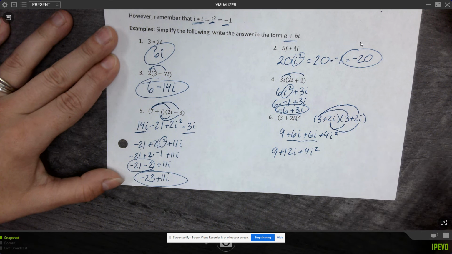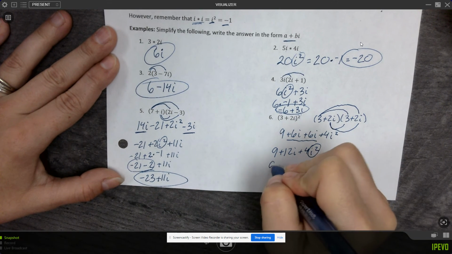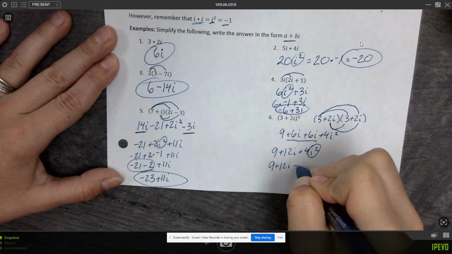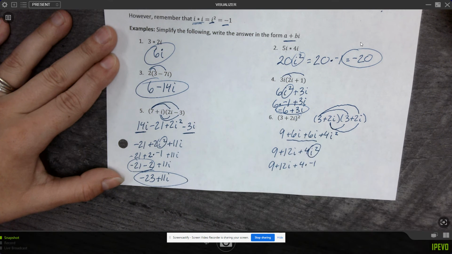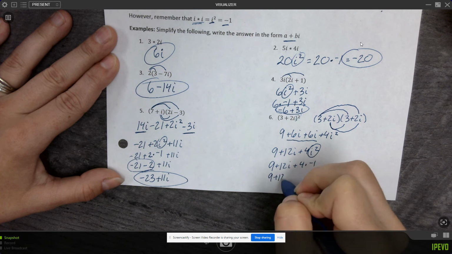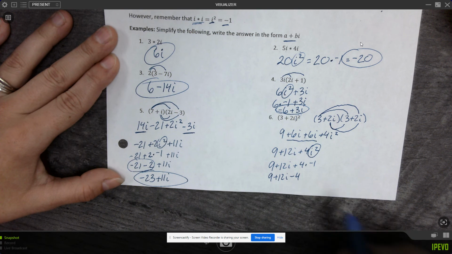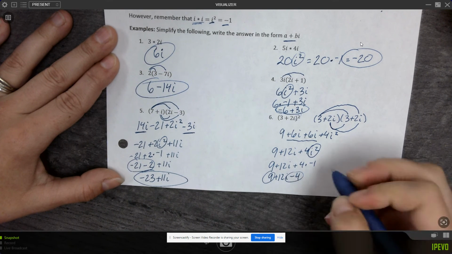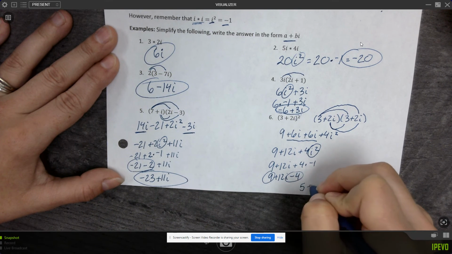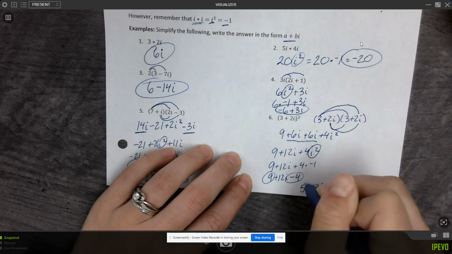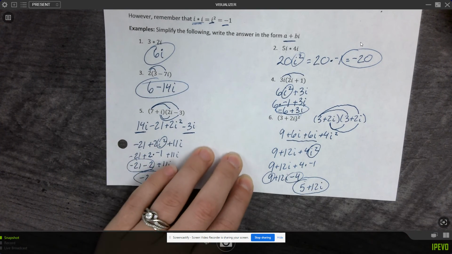But I still have 3 terms, which is a problem. The i squared is my issue. 9 plus 12i is fine, but this is really 4 times negative 1. That's 9 plus 12i minus 4. 4 times negative 1 is negative 4. And now I have 9 minus 4 to give me 5 plus 12i is my answer.